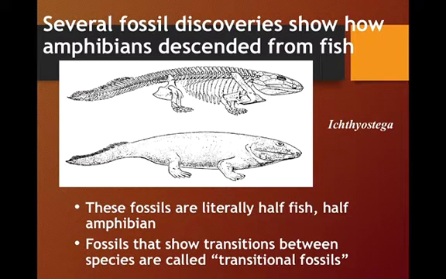Ichthyostega, these are what we call a transitional species. Okay, it's a transitional species. These organisms are literally half fish, half amphibian. And therefore we look and we go, oh wow, this is a pretty major difference.